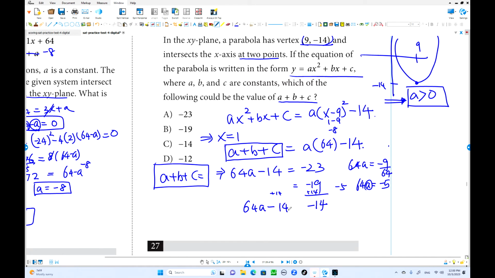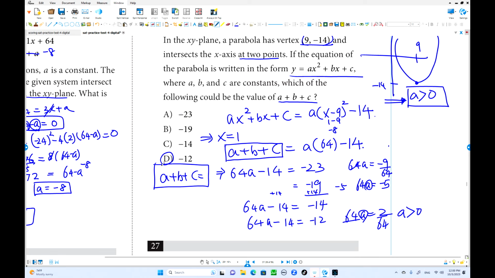64a minus 14 equals negative 14. A is 0. That is not quadratic, okay? That is linear. That is not working. The last one is what? 64a minus 14 is negative 12. 64a equals what? Plus 14, minus 12, that is 2, right? A is positive when you divide by 64. That's fine. Okay? But this is the possible value for a.